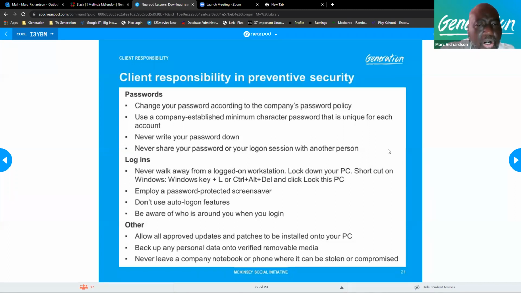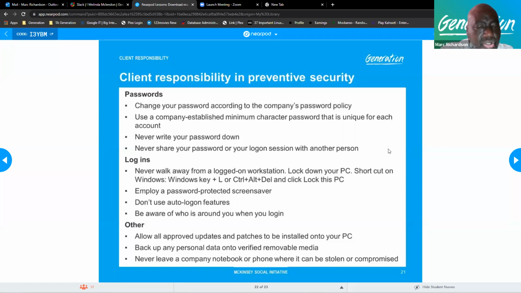Logins, never walk away from a logged on workstation. Lock down your PC. Shortcut on Windows is Windows key plus L, or Control Alt Delete and click lock this PC. Employ a password protected screensaver. Don't use auto log on features. Be aware of who is around you when you log in.